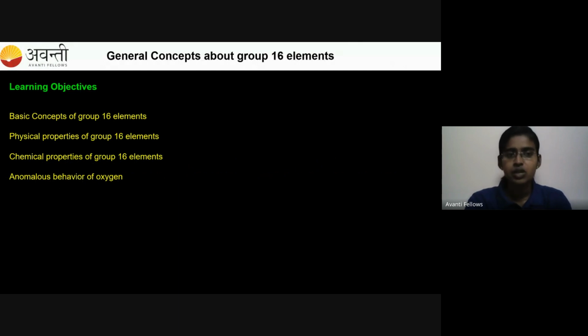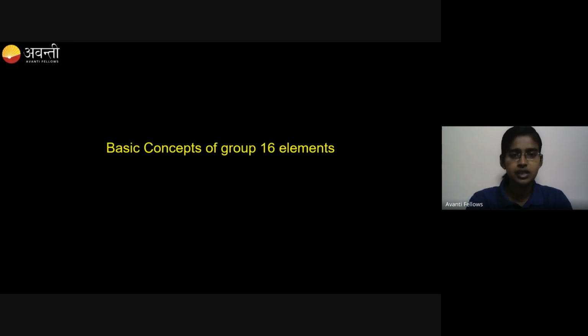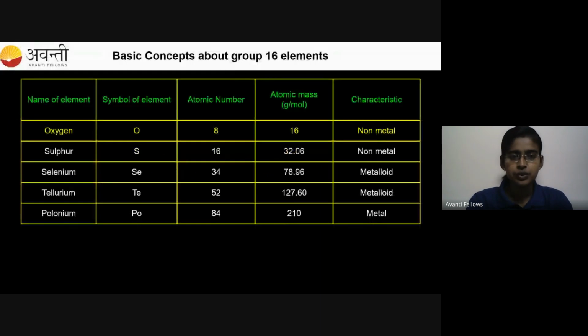Now coming to the first topic, the basic concepts of group 16 elements. Let me show you the elements first. It is oxygen, which is a non-metal, then sulfur, which is a non-metal, selenium, metalloid, tellurium, metalloid, and polonium is a metal. So the first 2 are non-metals, the next 2 are metalloids, and this is a metal. Got it?